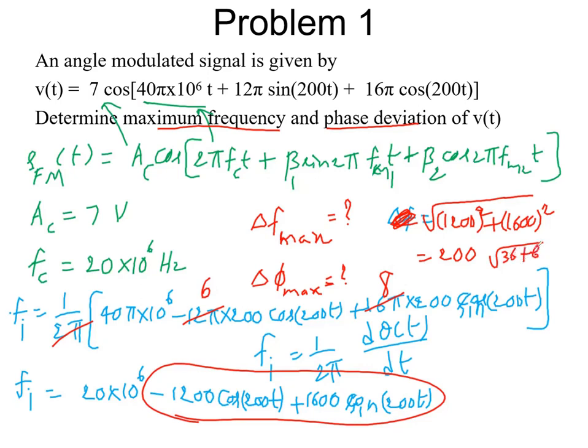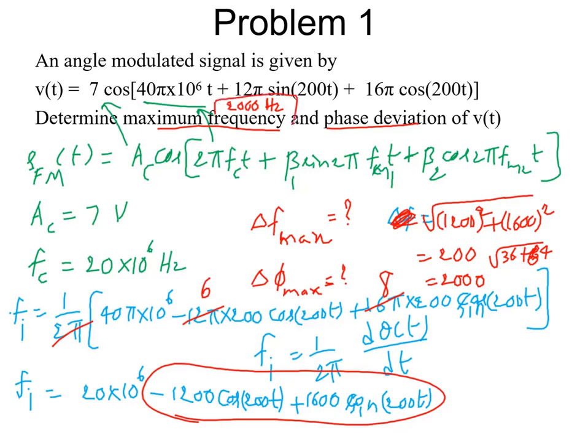So 6 sixes are 36, 8 eights are 64. 64 plus 36 is 100. That will be 10. That means your maximum frequency deviation is 2000 hertz. That's your one answer.